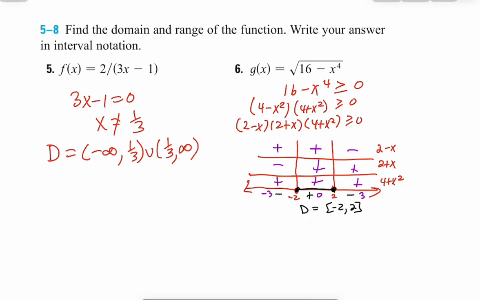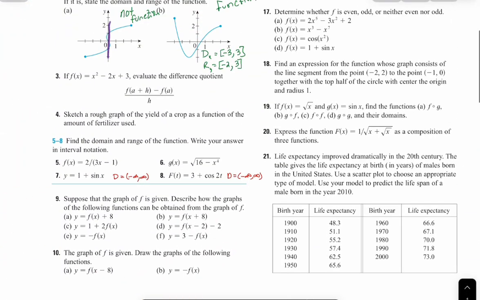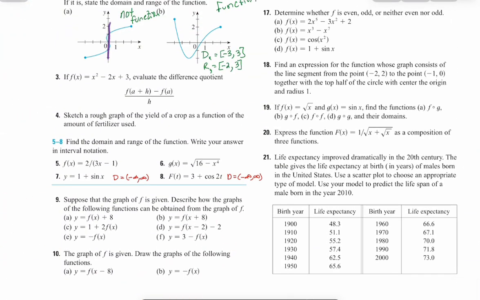So there's 5 and 6. Okay. Let's keep going. Let's talk about 9.